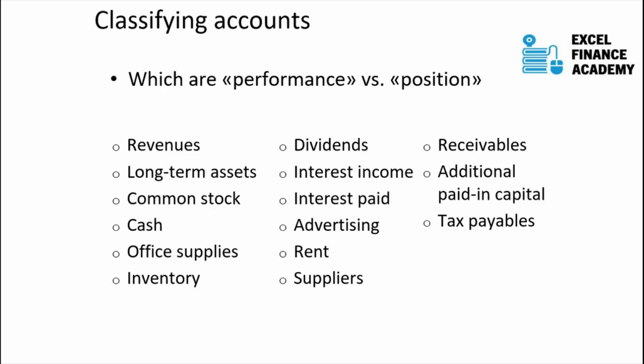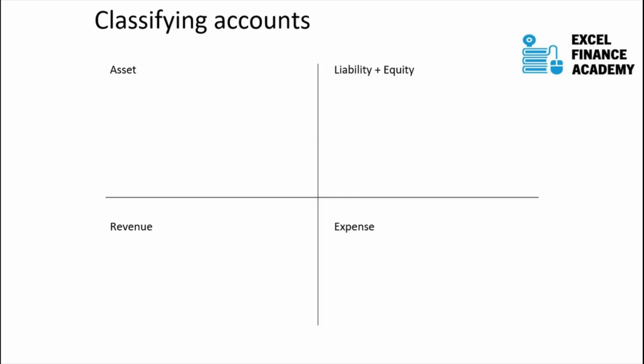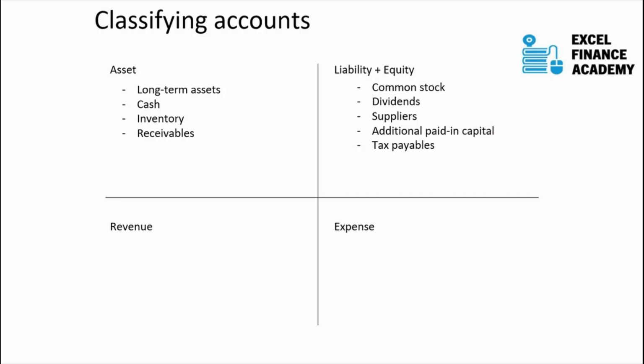Yes. So these are the four categories that we discussed earlier. Assets are long term assets, cash, inventory, receivables. These are position accounts. Liabilities, common stock, dividends, suppliers, additional paid in capital, tax payable are all position accounts. Then you have revenue and expenses. These are your performance accounts. Performance accounts, at the end of the year, we will merge them together and put them into common stock as owner's equity. So they become a position account at the end of the year. Okay.